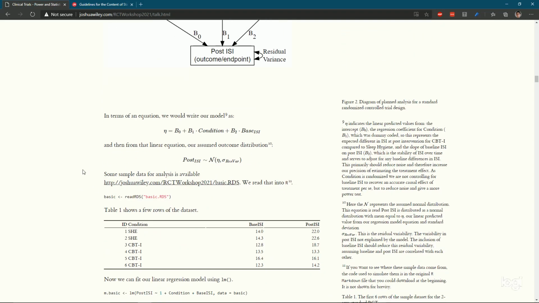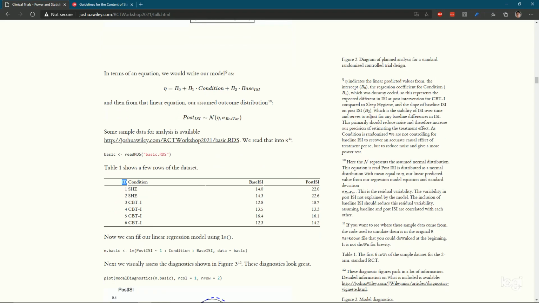And so here for this clinical trial design that I've laid out, we've got some sample data. You can download this and read it into R, or you can just follow along with what I've done here. And here we can see the first few rows of this very simple data set. We've got ID, 1, 2, 3, 4, 5, 6. I don't remember how many people are in here, maybe a couple hundred. We've got their baseline insomnia scores, their post-treatment insomnia scores, and which condition, SHE, sleep hygiene education, or CBTI.